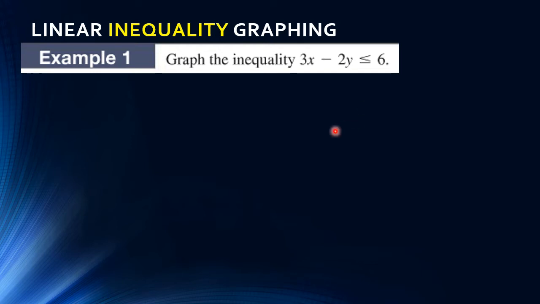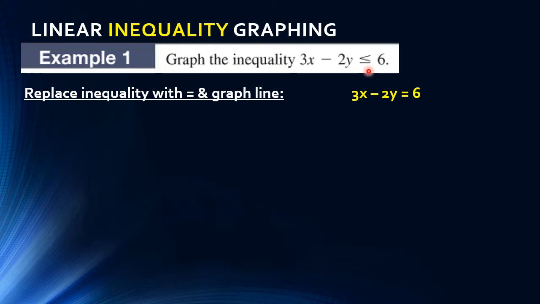So let's see how we graph a linear inequality, okay? Here we have example 1, graph the inequality 3x minus 2y is less than or equal to 6. And that's what an inequality is, right? Greater than, less than, greater than or equal to, and in this case, less than or equal to 6. The first thing we're going to do when we're graphing any linear inequality is to replace the inequality, in this case less than or equal to, with an equal sign, and then simply graph the line. Well, we've already done that in our review there.